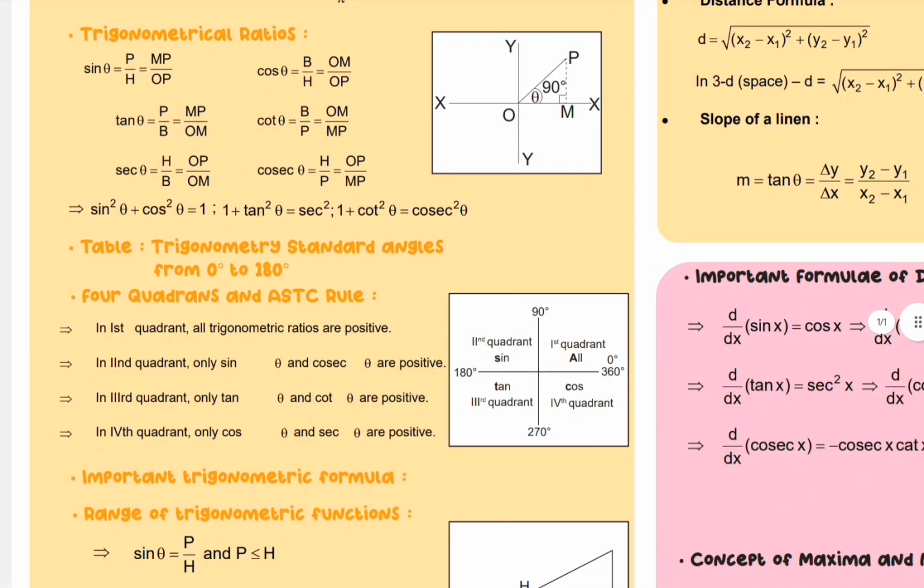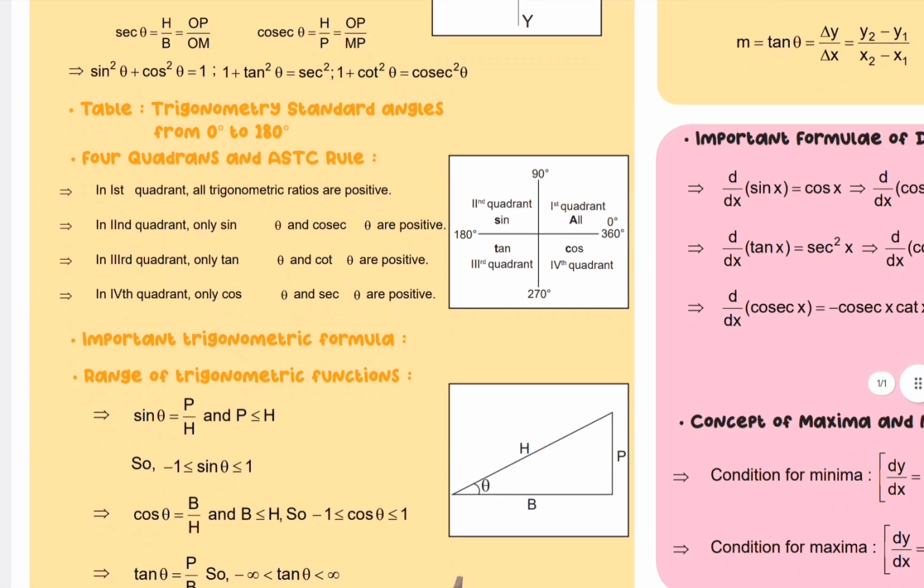Sine is the ratio of opposite by hypotenuse, cos theta is adjacent by hypotenuse, tan theta is opposite by adjacent, cot theta is adjacent by opposite, sec theta is hypotenuse divided by adjacent, cosec theta is hypotenuse divided by opposite. And sin square theta plus cos square theta equals 1, 1 plus tan square theta equals sec square theta, and 1 plus cot square theta is equal to cosec square theta.